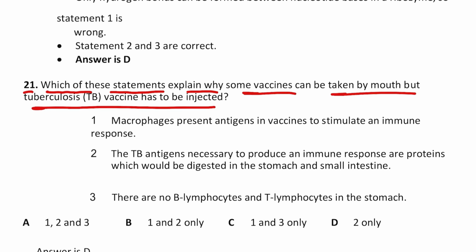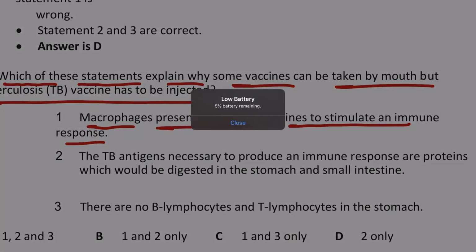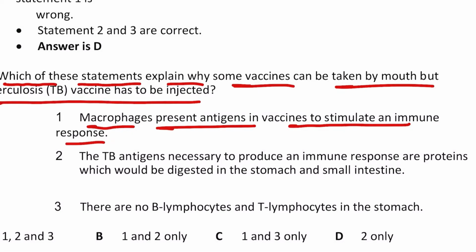Let's see. Macrophages present antigens in the vaccines to stimulate an immune response. Okay guys, it's fine. You all know that this is true: whenever an antigen enters the body, macrophages present that antigen to the B and T lymphocytes to stimulate an immune response. But if we take the vaccine by mouth, the macrophages would still present this antigen to the B lymphocytes and T lymphocytes, because the stomach wall contains lymphoid tissue that contains macrophages. So macrophages are found in the stomach wall, because macrophages, as you all know, are found in tissues.